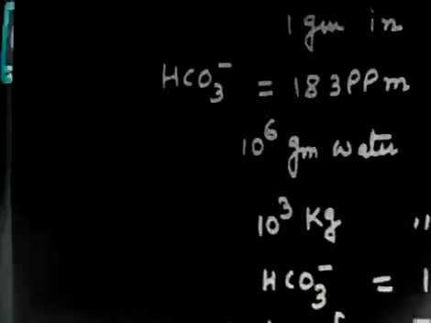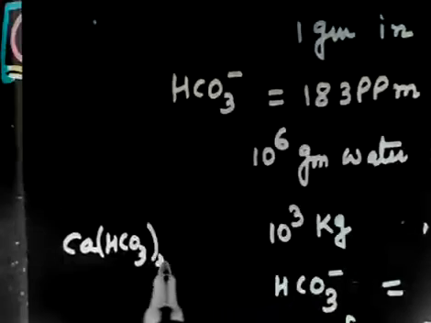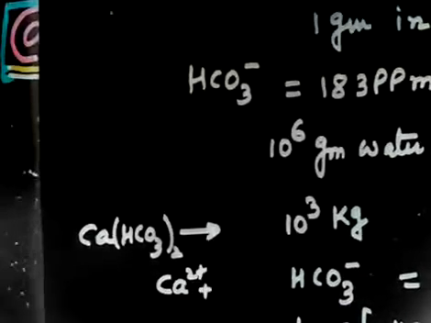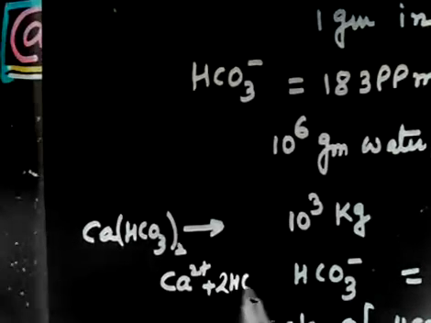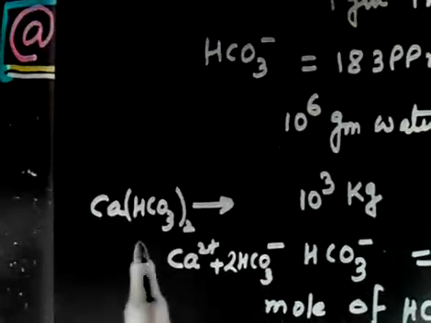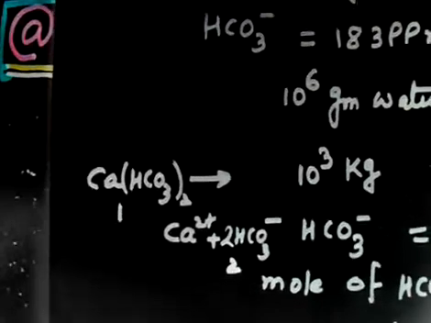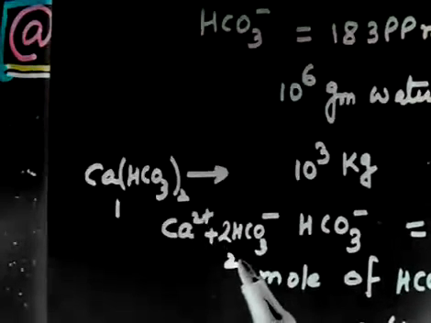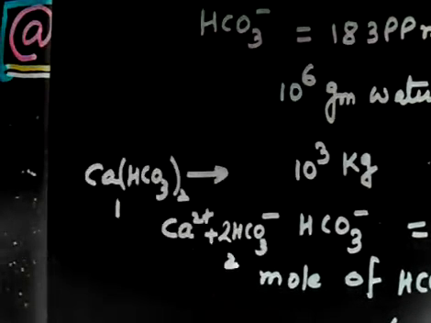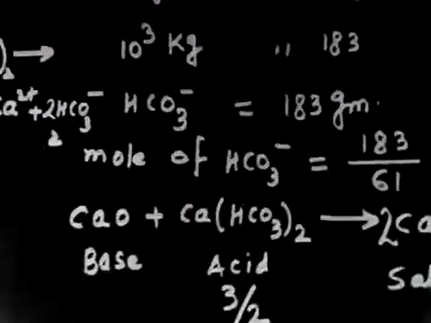You see here, I can show you. So Ca(HCO3)2 will give you Ca2 plus and 2 mole of HCO3 minus. Are you getting or not? So this means if I have 1 mole of Ca(HCO3)2, I am getting 2 mole of HCO3 minus. So this means Ca(HCO3)2 is half of the HCO3 minus. You getting? So that's the same thing I am doing here.